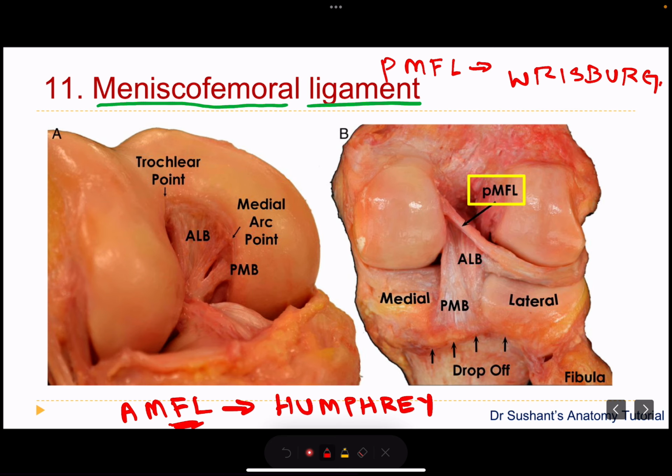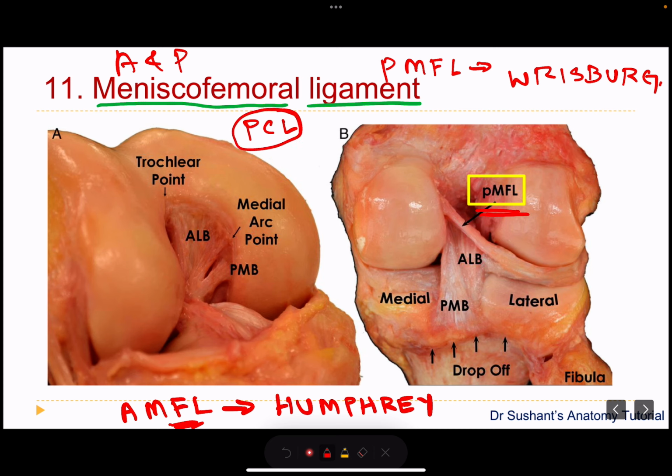So this is the posterior meniscofemoral ligament. The posterior meniscofemoral ligament passes behind the posterior cruciate ligament, whereas the anterior meniscofemoral ligament, that is called the ligament of Humphrey, passes in front of the posterior cruciate ligament, whereas the posterior meniscofemoral ligament, that is the ligament of Risberg, passes behind it. So anterior and posterior here are with respect to the posterior cruciate ligament.